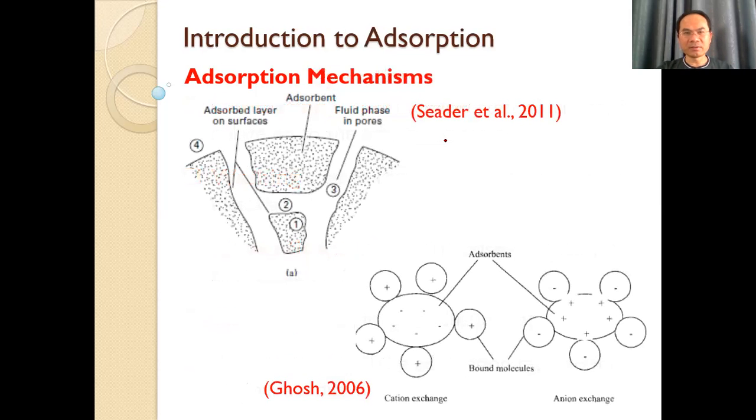Okay, and also the mechanism. You can see the mechanism for adsorption. In this case, if the adsorbent is a porous material, we have the pore and also the solid surface.